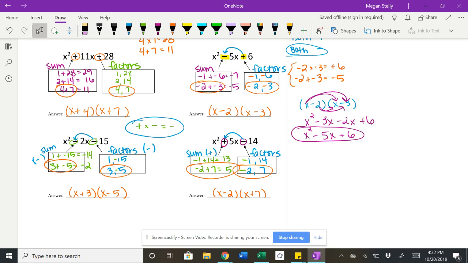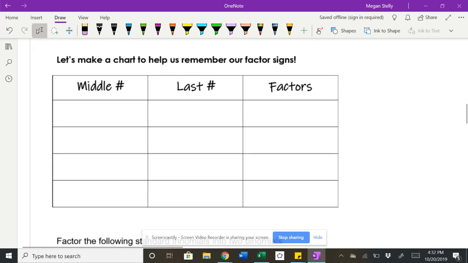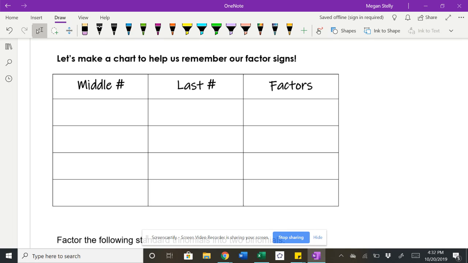So it may be confusing at first. That's why we practice and we practice and we practice. And I'm actually going to walk you through, if you turn to the next page, a chart to help us remember our factor signs and what they should be. So when our middle number, that's our B, is positive and our last number, that's C, is positive, both of my factors are going to be positive, right? Because you know you're going to have 2 factors. Both of them are going to be positive.